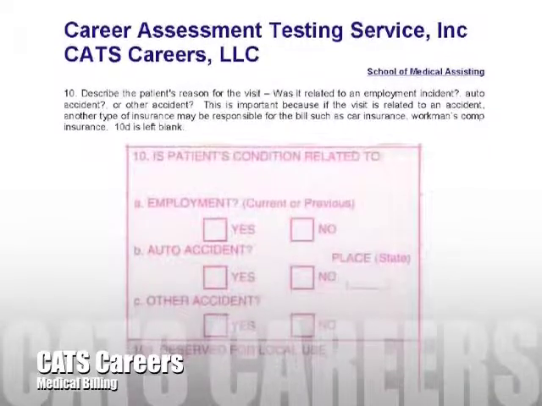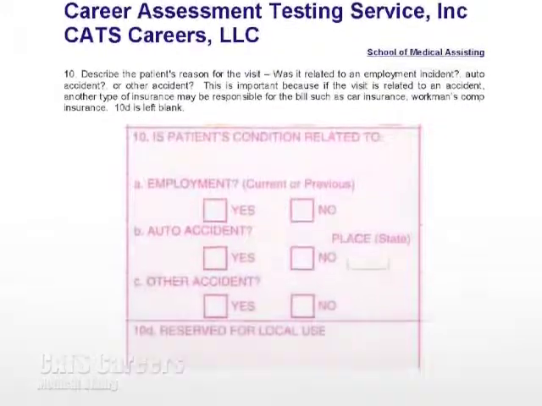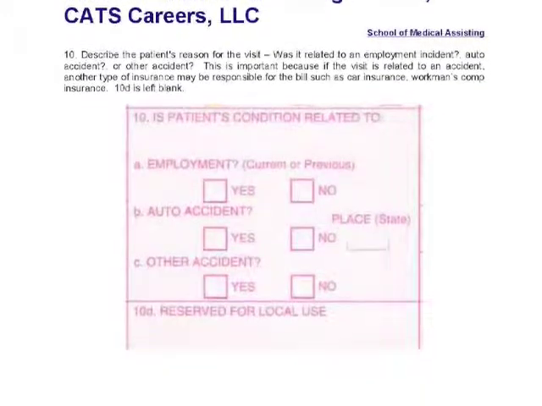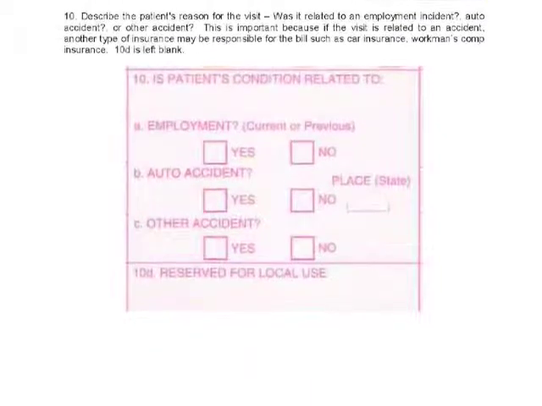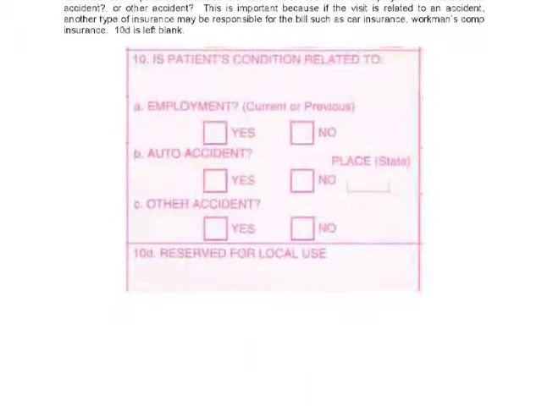Block 10 has A, B, C, and D. This is to describe the patient's reason for the visit. Was it related to employment? Was it an accident? So employment incident, auto accident, or other accident? Yes or no to each one of those.